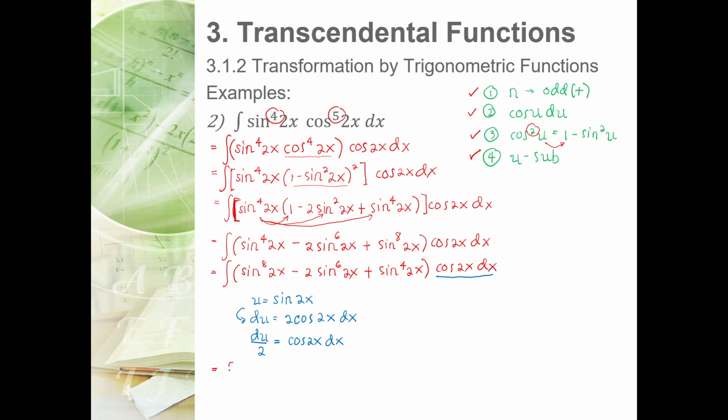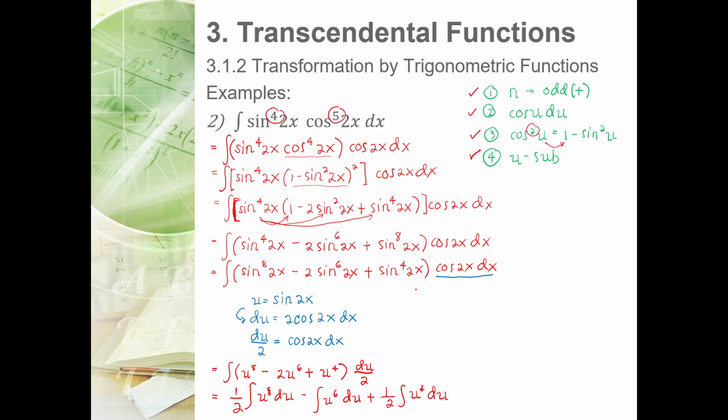So replacing, we have u to the power of 8 minus 2u to the power of 6 plus u to the power of 4. Then this one is du all over 2. So expanding, the first term is 1/2. So take 1/2 outside the expression. So that's u to the power of 8 du. Next term, we have 2 as the coefficient times 1/2, so it will neutralize in the second term. So minus u to the power of 6 du. And then lastly you have 1/2 u to the power of 4 du.